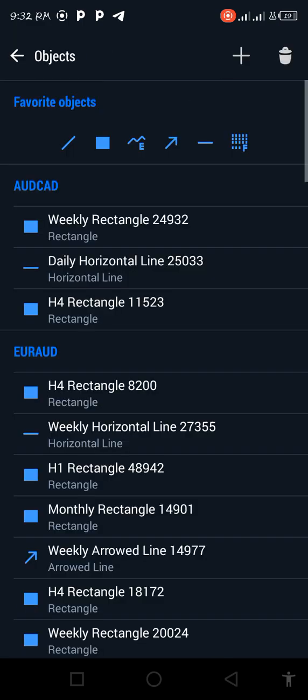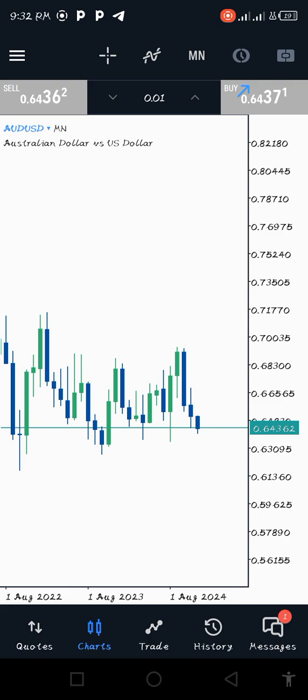Taking for instance this AUD USD, when price was moving from this zone up, that was about 5 months ago. So price was moving up, so I anticipated price to change character from this zone. Let me draw that major zone on the monthly time frame, and we refine it on the weekly time frame.